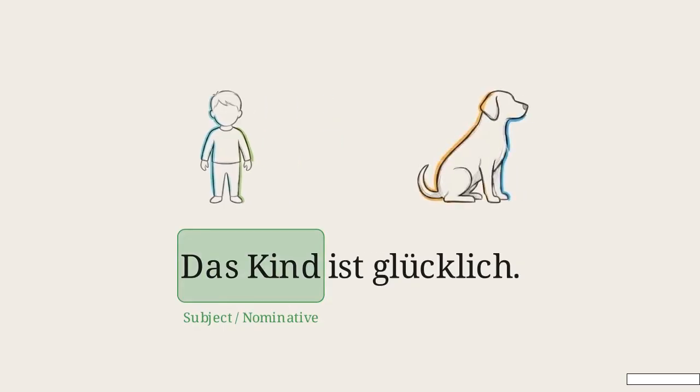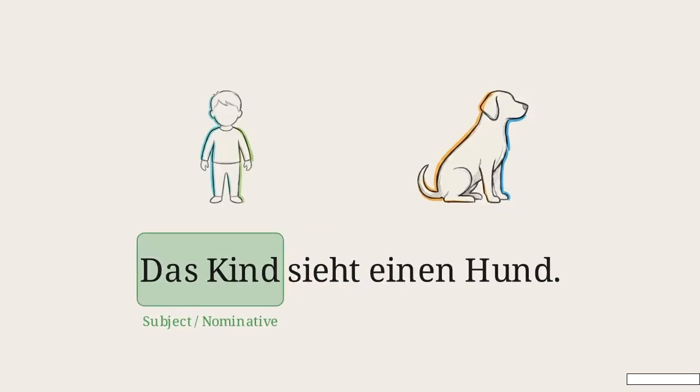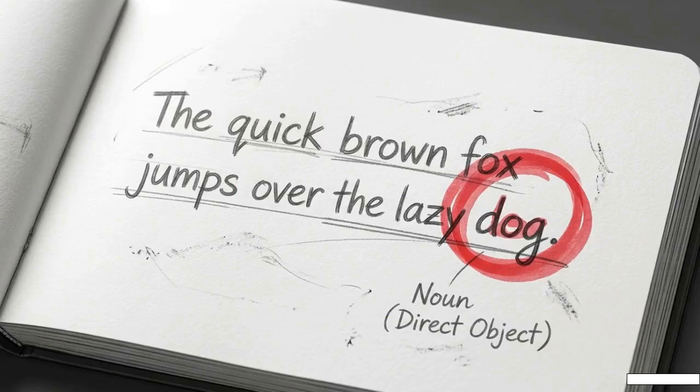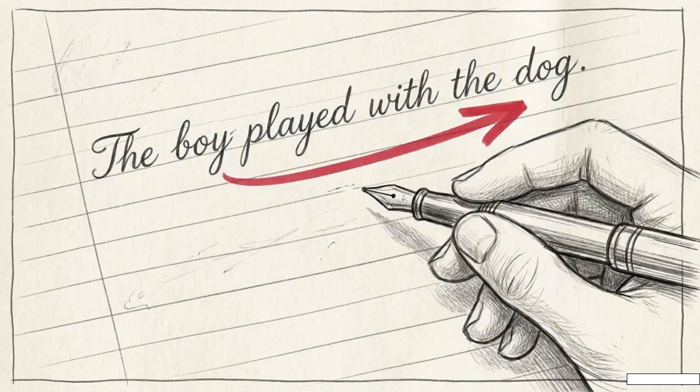Now let's add a second noun to the scenario. Das Kind sieht einen Hund. The child sees a dog. We still have our subject in green, but now we have a receiver, the dog. Whenever a sentence involves a subject acting upon a receiver, that receiver must be flagged. The accusative case does exactly this, marking the object so the relationship between the two entities is completely clear.